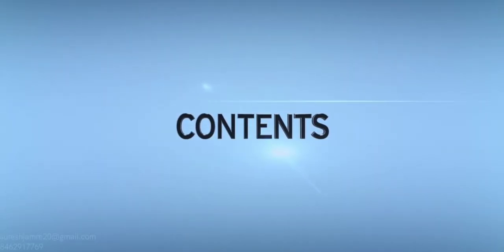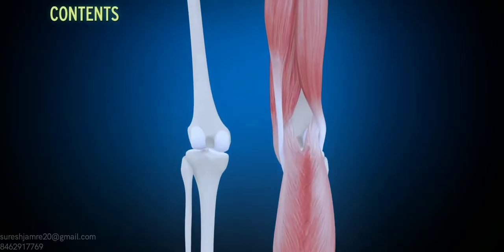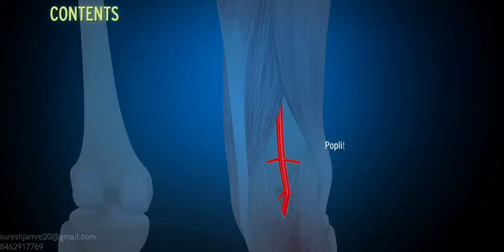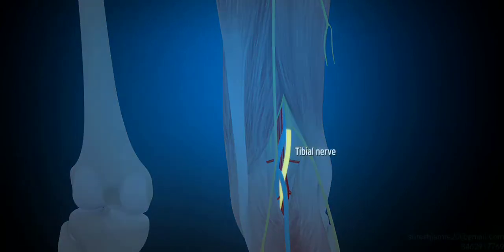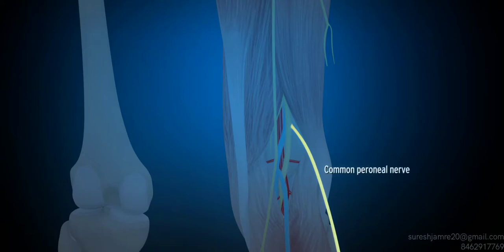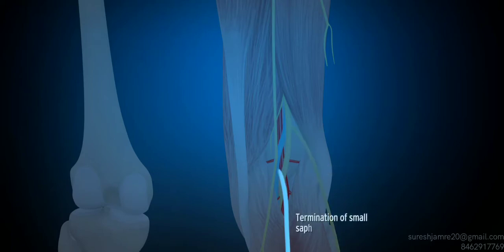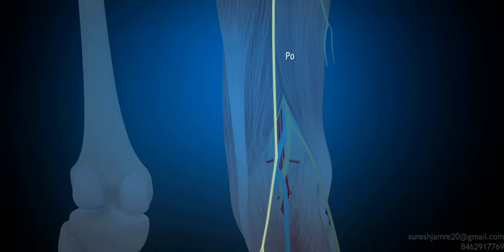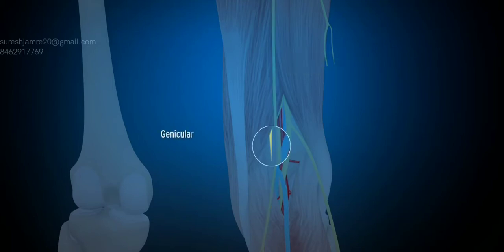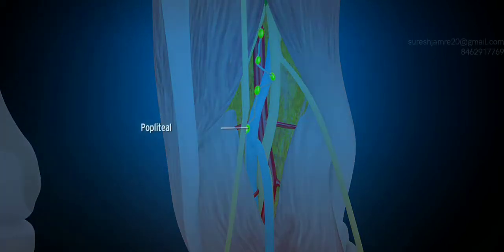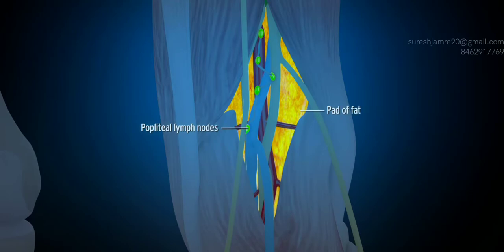Contents. Popliteal artery and vein, tibial nerve, common peroneal nerve, termination of small saphenous vein, posterior femoral cutaneous nerve before it becomes cutaneous, genicular branch of posterior division of obturator nerve, popliteal lymph nodes, pad of fat.